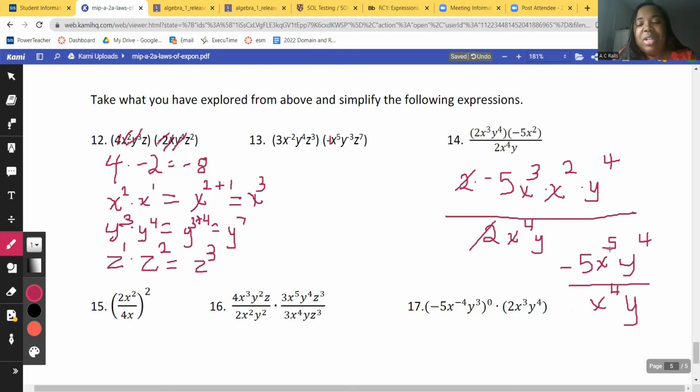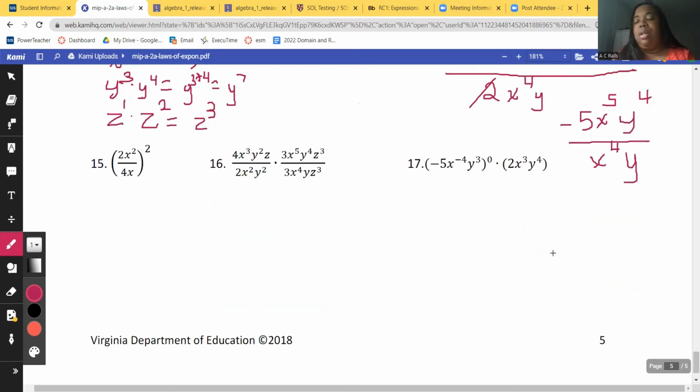You have 5 x's on the top, not because of that 5, but because that says I want to see x 5 times. And you have 4 x's on the bottom. And so we also have 4 y's on the top and 1 y on the bottom. So what will we end up with? I hope you're still tracking with me. We have negative 5x, because 5 minus 4 gives you 1, and y to the third power, because 4 minus 1 gives you 3. And so this would be our final answer.